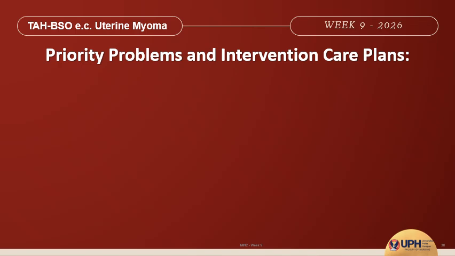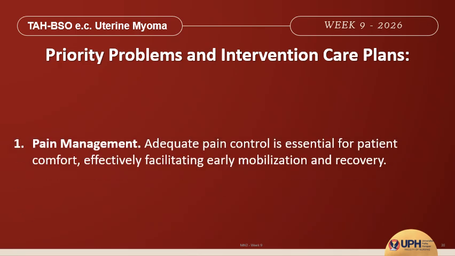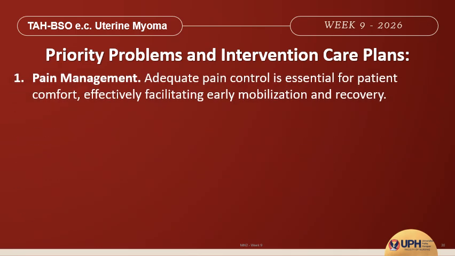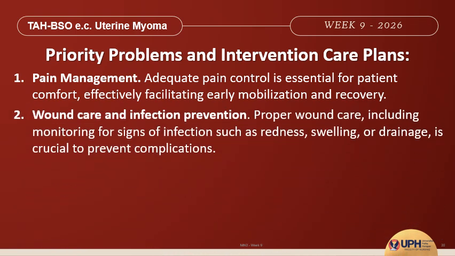Now, the priority problems in the intervention care plans. The first one is pain management, because this is after surgery. She is not comfortable, so you manage her pain using pain medication. Then you do wound care and infection prevention for sure, because there are wounds. You do proper wound care and help them see the signs of infection, so they will be aware and come to the hospital once it happens. This is very crucial so they don't have complications.